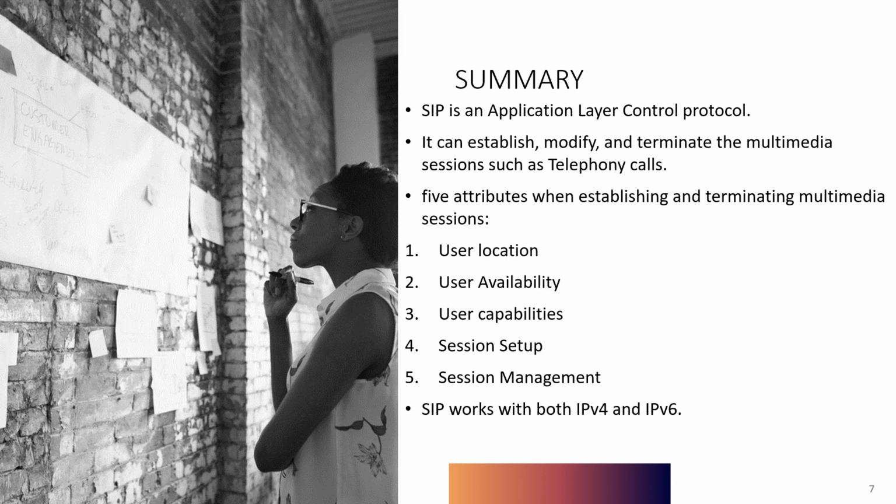Summary of this session: we know that SIP is an application layer protocol. It can establish, modify, and terminate multimedia sessions such as telephonic calls, for example. And the five attributes when establishing and terminating multimedia sessions that we discussed are user location, user availability, user capability, session setup, and session management. Also, in detail, we have discussed how SIP works with both IP version 4 and version 6.